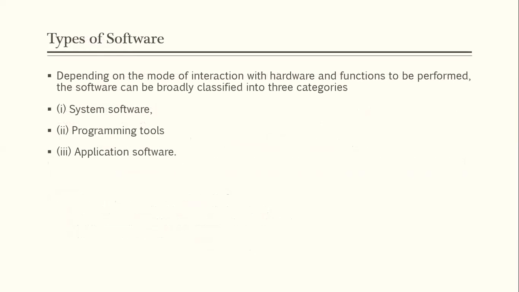Now, how many types of software do we have? We have 3 types of software. And how are they classified? They are classified depending on the mode of interaction with hardware and the function that the software performs. The software are broadly classified into 3 categories. The first one is system software, the second one is programming tools, and the third one is application software.